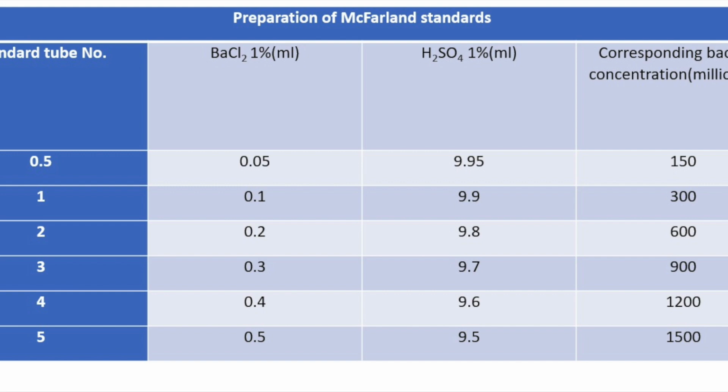testing. The McFarland standard can be prepared of varying concentrations ranging from 0.5 to 5, and depending upon the concentration, the cell count density varies. The most commonly used concentration, which is used for the antimicrobial susceptibility testing, is usually 0.5 McFarland.